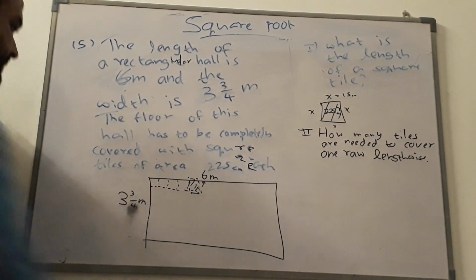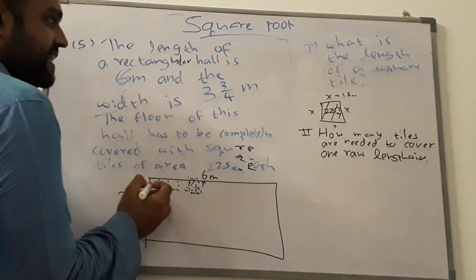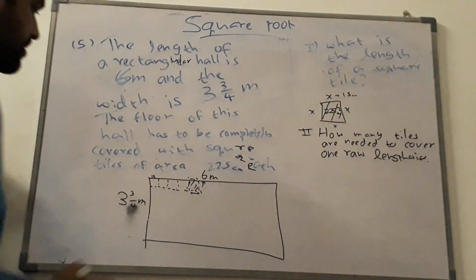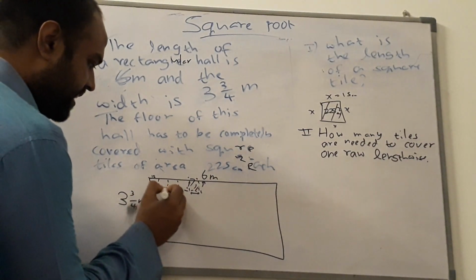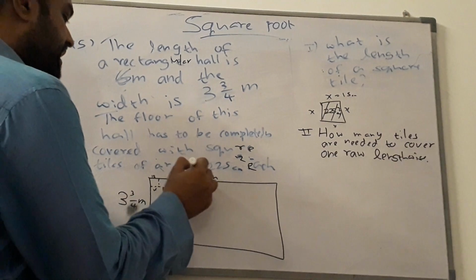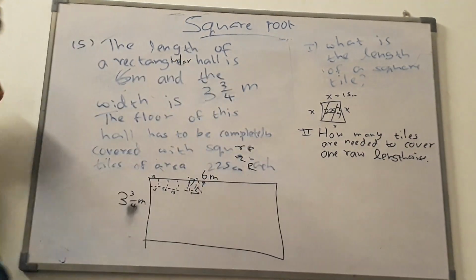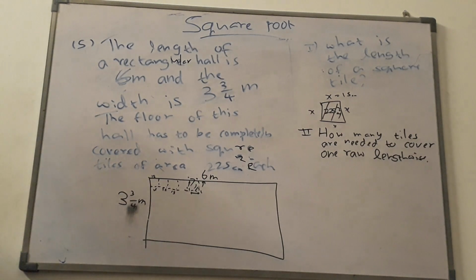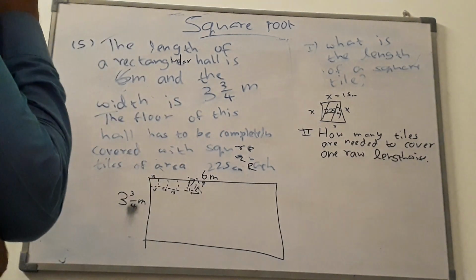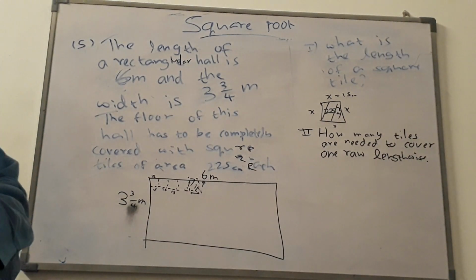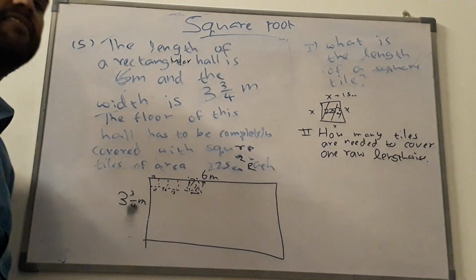Okay, we know the length of a square tile is 15 centimeters. Here also it is 15, 15, 15, and the length of the floor is 6 meters. We want to find how many 15s are there in 6 meters, that is 600 centimeters. 15 is given in centimeters, 6 is given in meters.